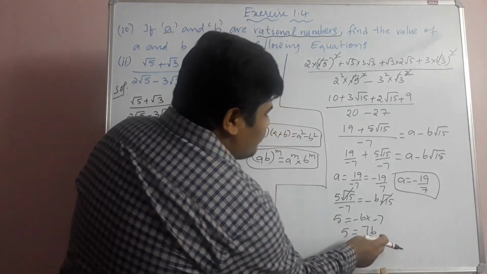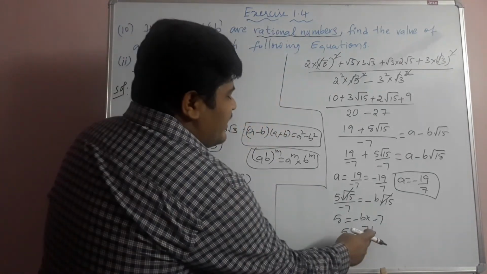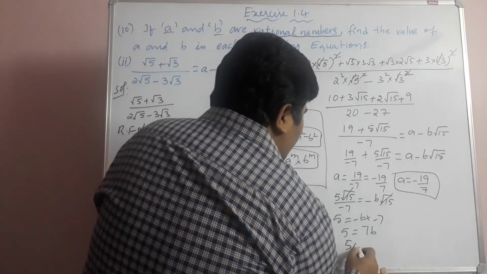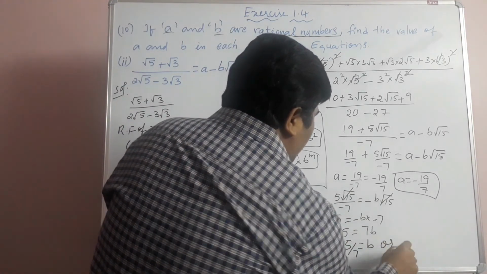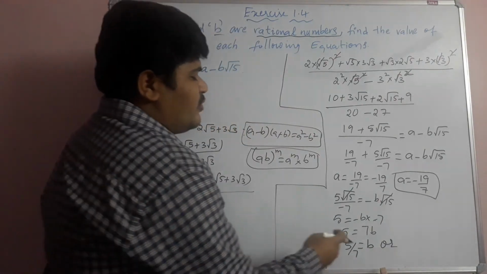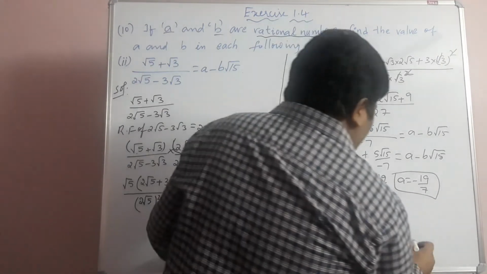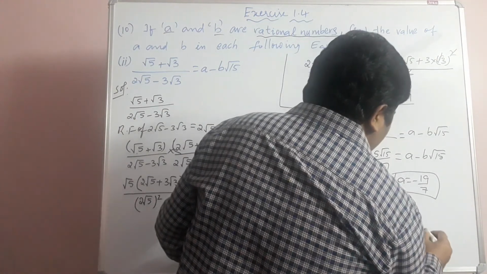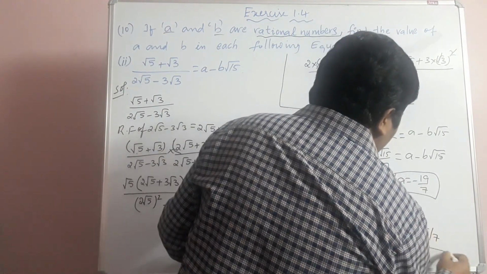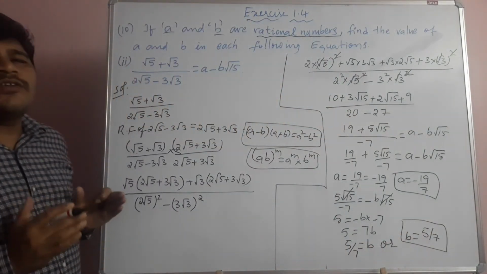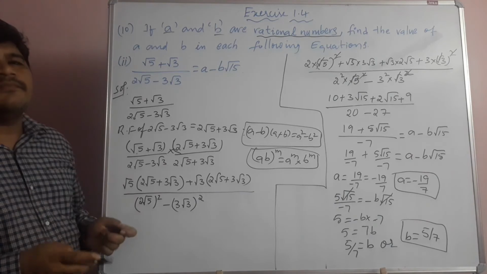So students, if you transpose 7 to the left hand side, it becomes division. So 5 by 7 is equal to b, or we can write b is equal to 5 by 7. So in this way, we will get the values of a and b.